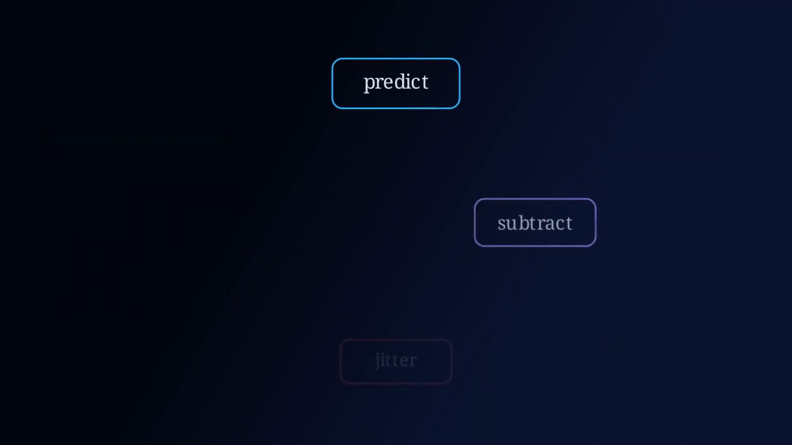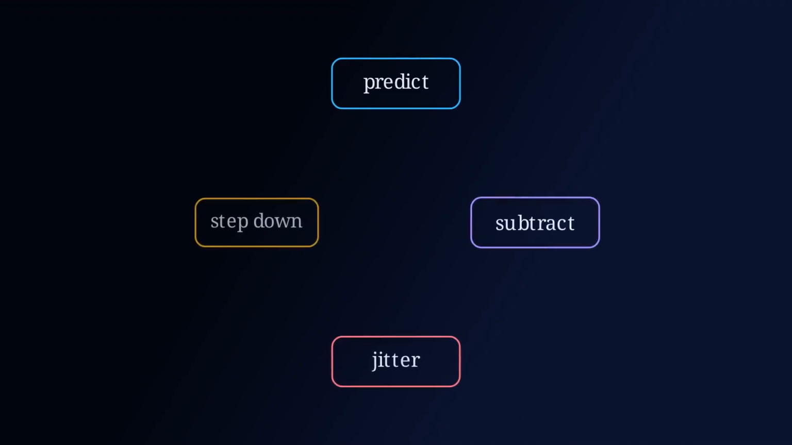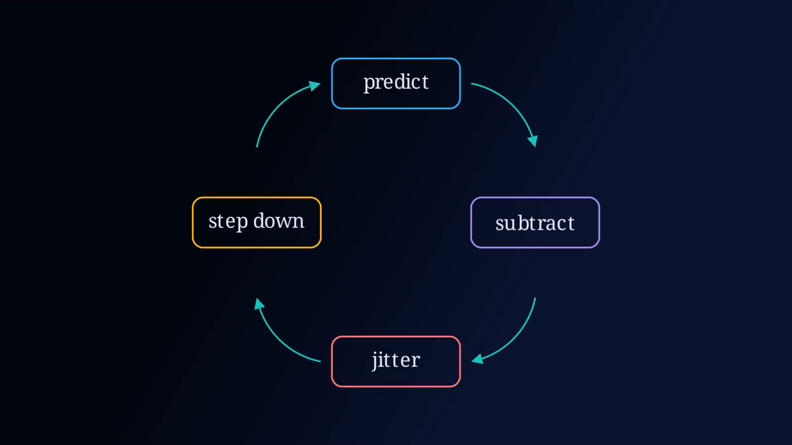We add a tiny bit of fresh randomness back in, which sounds counterproductive, but it keeps the process from collapsing and lets it explore. Then we repeat. Predict the noise, subtract a step's worth, nudge back one level. Let's run this loop and just watch.